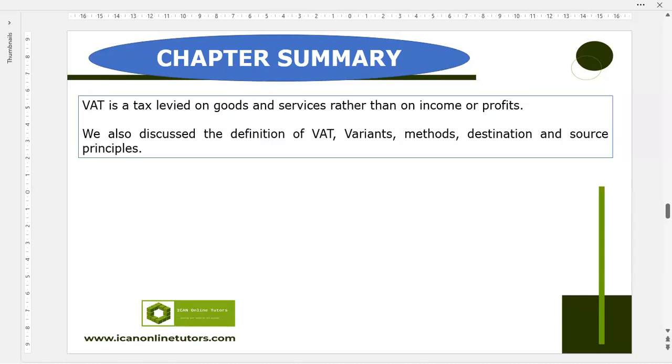Okay, so that's just it. I wish you guys enjoyed today's class. So we have come to the end of the class. In summary, we discussed value-added tax, the brief history of value-added tax, the definition, the variants of it, the methods, the destination and source principles, and we practiced what we discussed. Again, don't forget that value-added tax is a multi-stage tax. It is an indirect type of tax, levied on the consumption of goods and services, rather than on income or profits.